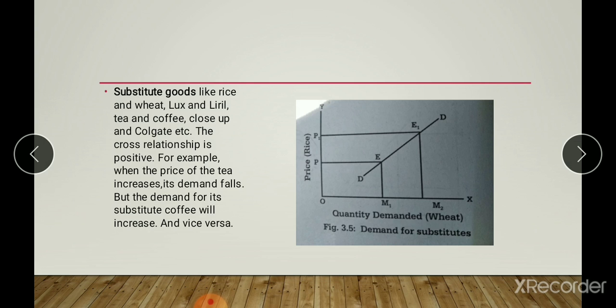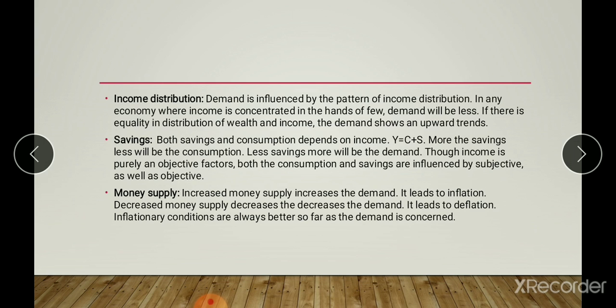When he goes to buy tea powder, he comes to know that the price of tea powder keeps increasing. So he prefers coffee because coffee is cheaper for him, right? Here, the OX axis represents quantity demanded and the OY axis represents price of rice. When the price of rice increases, the quantity demanded for wheat increases. So this is an example for substitute goods.